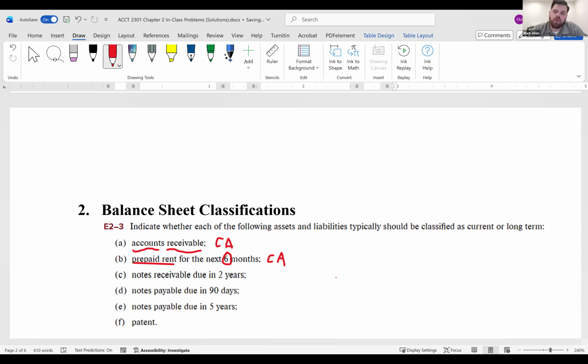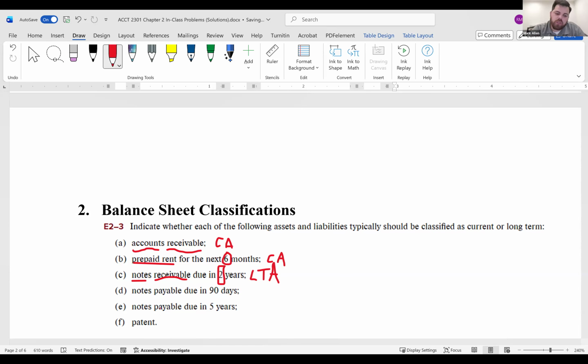Next, notes receivable. So once again, we see receivable tells me we've got an asset. But as soon as I see note, I start to perk up a little bit, thinking this might be a long-term asset. And sure enough, in this case, it's not due for 2 years. So whoever owes us this money will not pay us for 2 years. And as a result, this is our first example of a long-term asset, or you could also see this referred to as a non-current asset. The terms can be used interchangeably and they mean exactly the same thing.